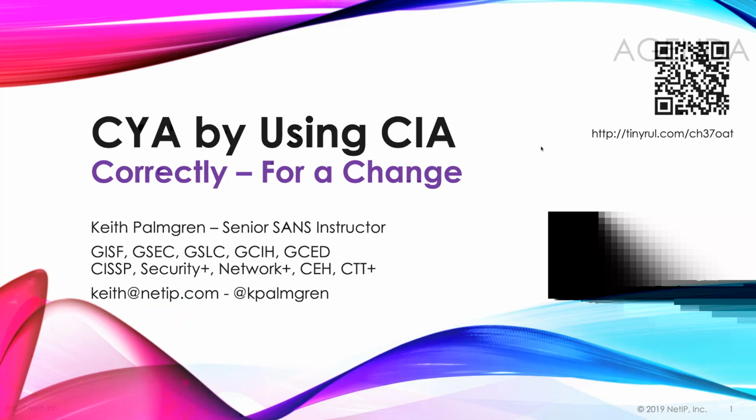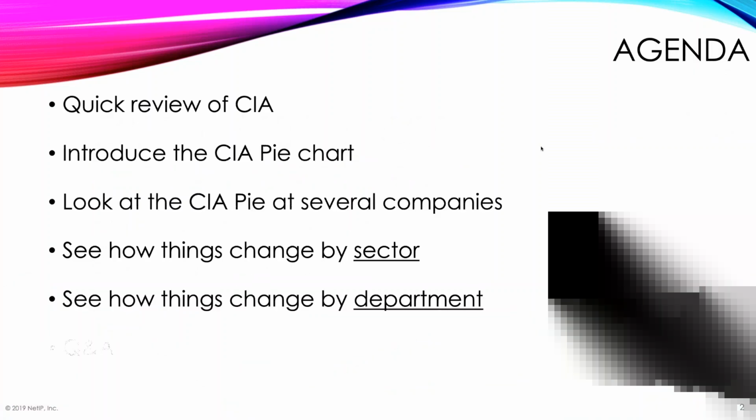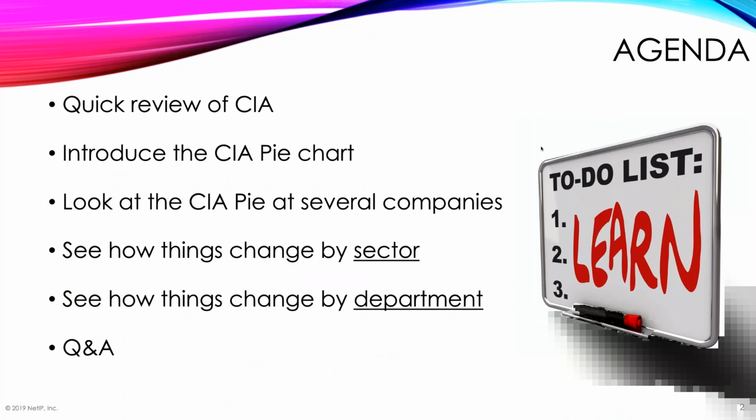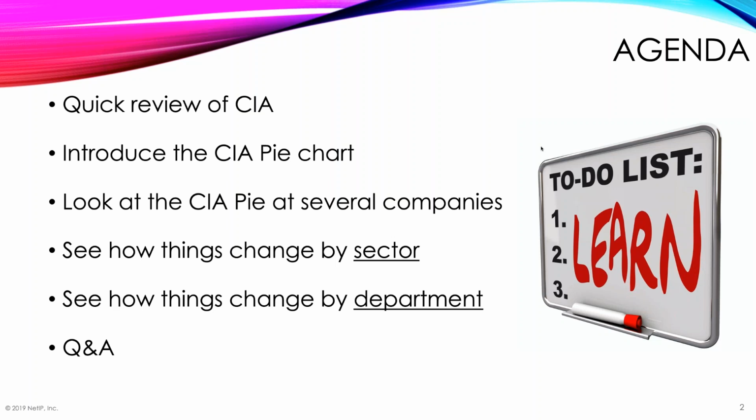Now, basically, our agenda for this evening, we're going to do a quick review of the CIA. If you're attending this talk, you probably know what I mean when I say CIA, confidentiality, integrity, availability, but just to make sure everybody's on the same page and seeing it from where I'm coming from, we'll do a quick little review. And then I want to introduce this pie chart expedient that I'm going to use to try to make some points throughout the talk here. We will look at the pie chart with various companies, and I'm just choosing more or less at random, and then by sector, by department, and we'll finish up with some Q&A.